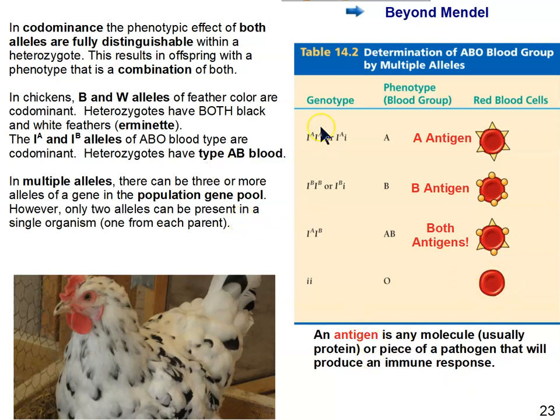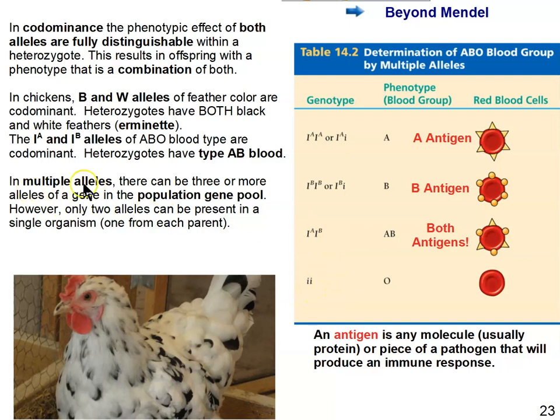We're also looking at multiple alleles here in ABO blood type. So that's another characteristic or type of inheritance or heredity that goes beyond what Mendel knew about. Multiple alleles, meaning that there are three alleles for blood type. There's the A allele, there's the B allele, and there's the O allele, and the O allele is recessive to both A and B. So A and B are codominant, and O is recessive to both A and B.